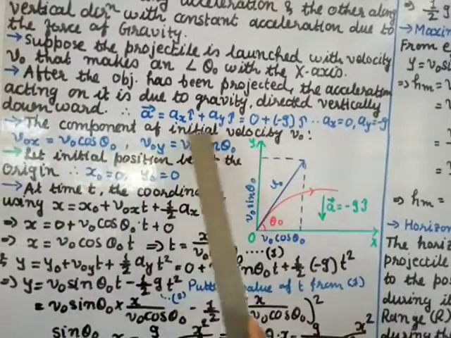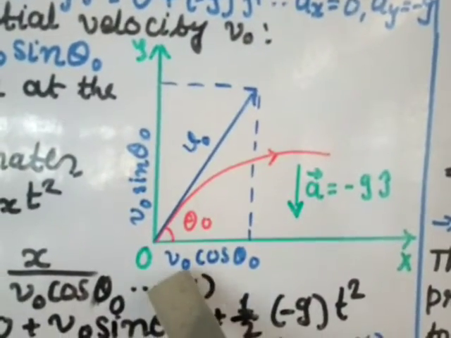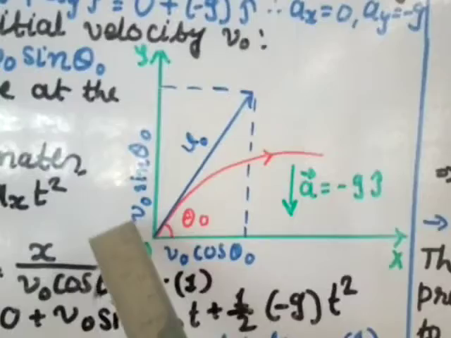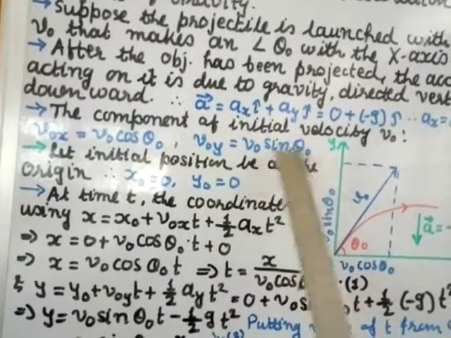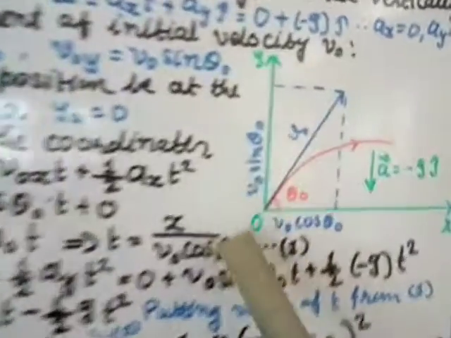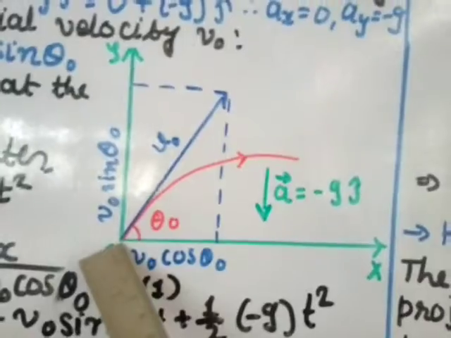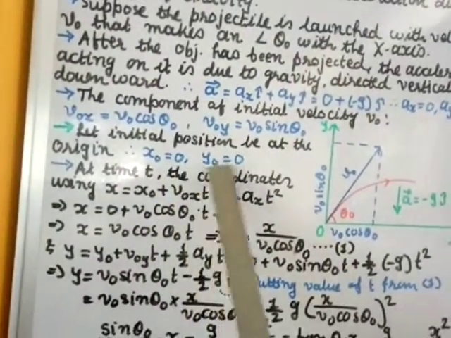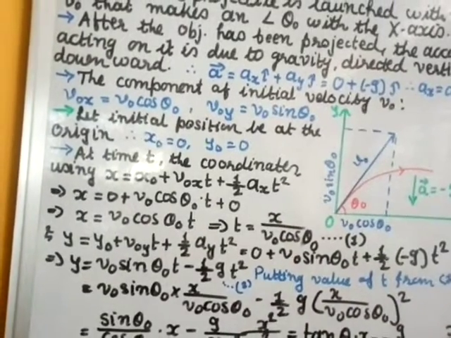The component of initial velocity v0. Already we resolved this v0 into x component and y component. So the x component is v0 cos theta naught and the y component is v0 sin theta naught. So you can write v0x equal to v0 cos theta naught and v0y is equal to v0 sin theta naught. Let the initial position be at the origin. So at this place, the origin, the initial position will be 0, 0. So we can say x naught equal to 0, y naught equal to 0. At time t, the coordinates will be changing.